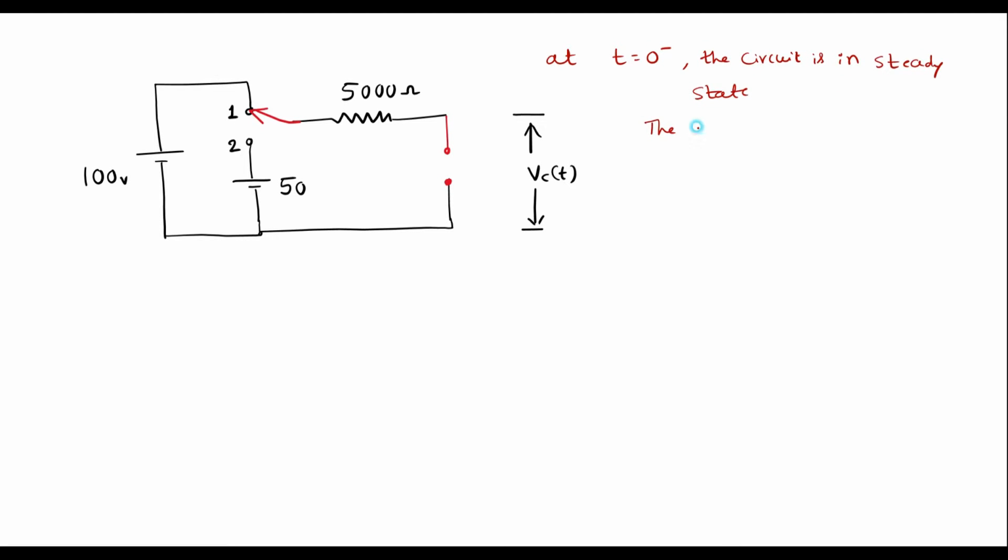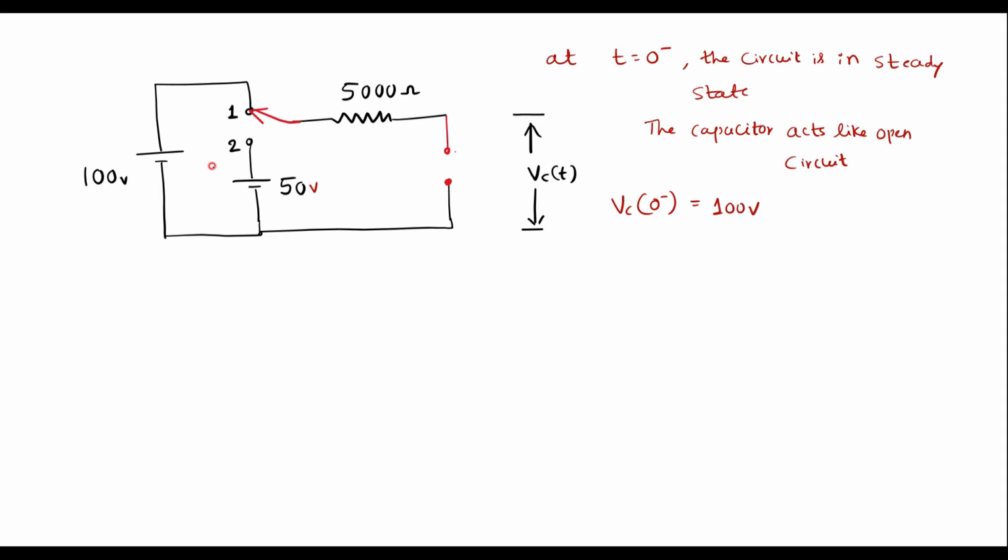The capacitor acts like an open circuit. Therefore I made it open. So this is the open loop, no current flows in the loop. So voltage across this portion is nothing but 100 volt. So we can call it Vc of 0 minus, that is Vc of 0 minus will be equal to 100 volts, because current in the circuit is 0.